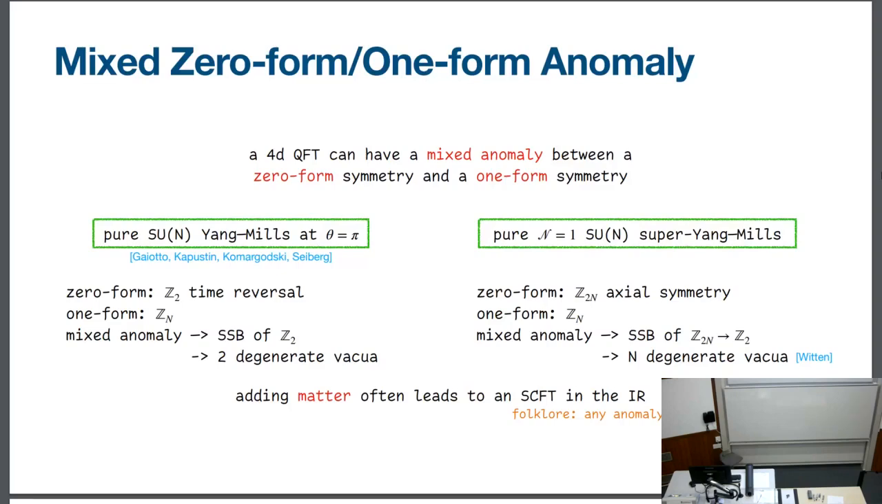Maybe this is not a good folklore belief, but as a motivation, we might say, can we construct some examples where we have a mixed anomaly, like here or here, and we have no infrared SCFT, also like here. And to do this, we'll do some deformation, which is the deformation in the title.